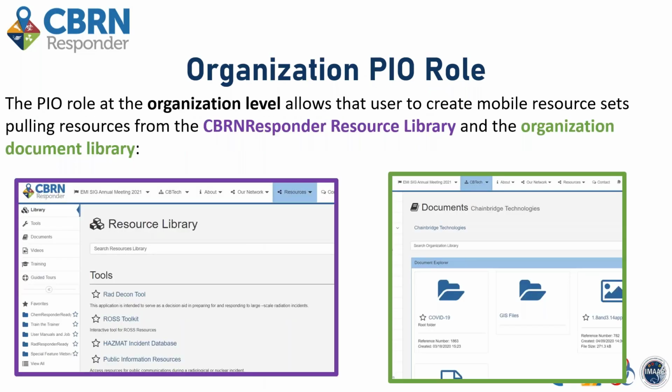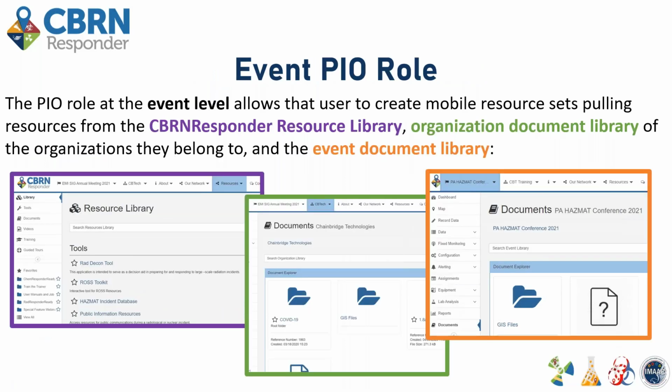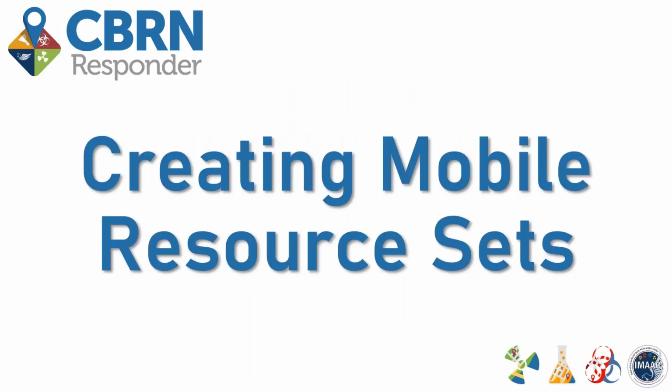At the organization level, the PIO role allows you to create mobile resource sets, pulling resources from either the CBRNResponder Resource Library and the Organization Document Library that you belong to. The event PIO role allows you to create mobile resource sets, pulling resources from the CBRNResponder Resource Library, the Organization Document Library of the organizations that you belong to, and the Event Document Library. This will all come together when we go through creating those mobile resource sets.